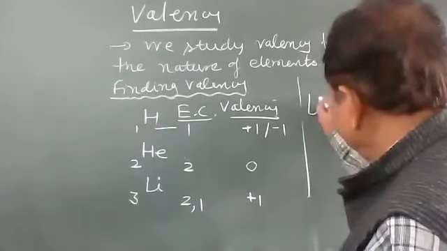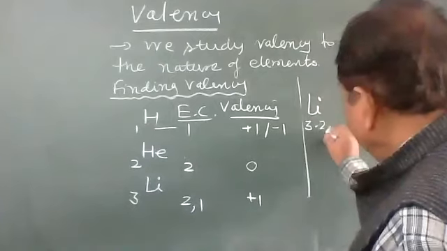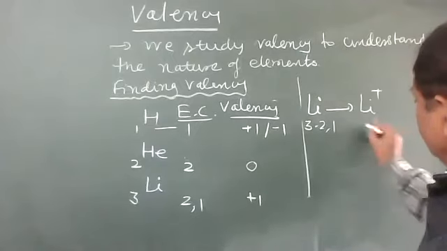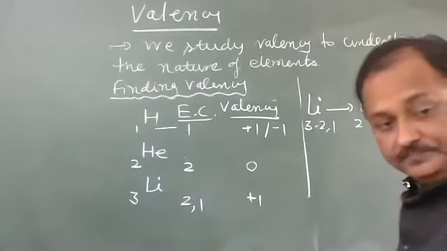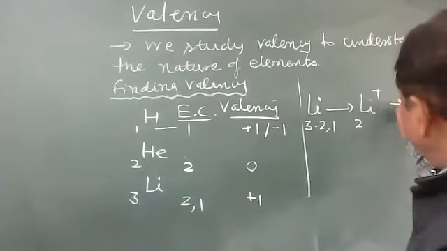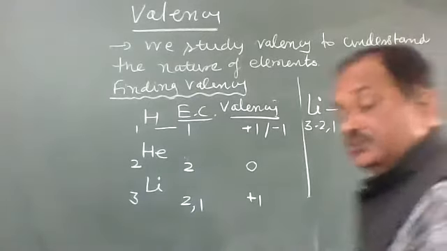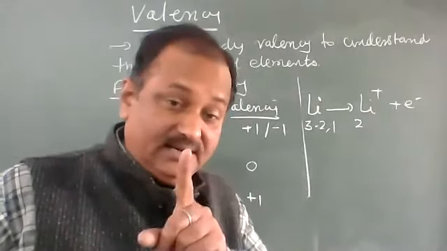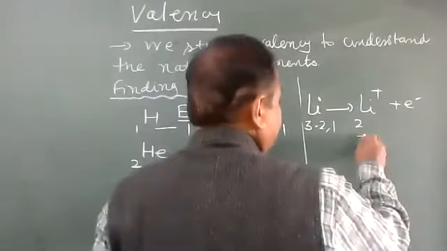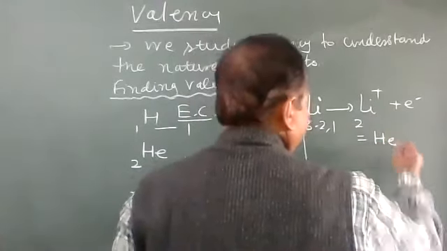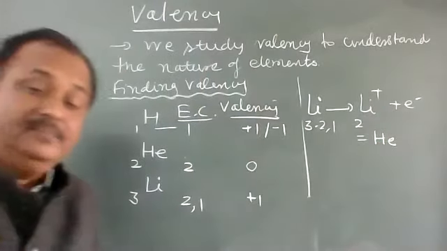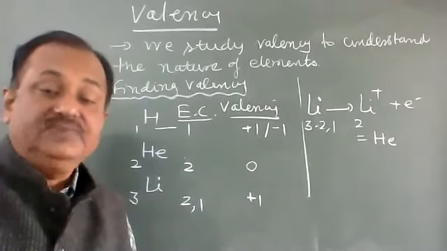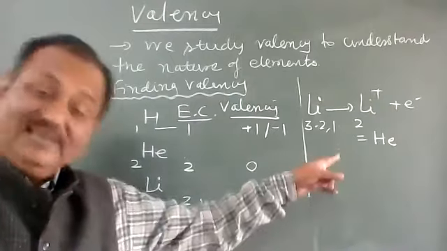See, lithium 3, configuration 2 and 1, and this is lithium plus. So here the number of electrons is 2 in the lithium ion, and this electron is lost. So the lithium ion has 2 electrons in only one shell, and here lithium will become equal to helium. Lithium will acquire the nearest noble gas configuration of helium.